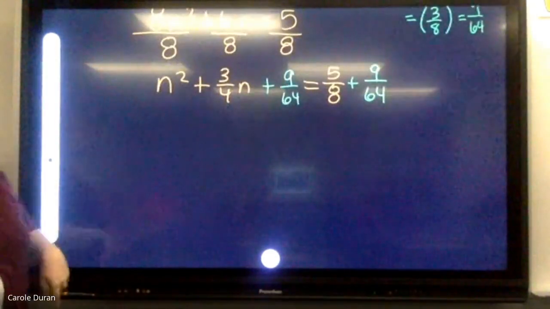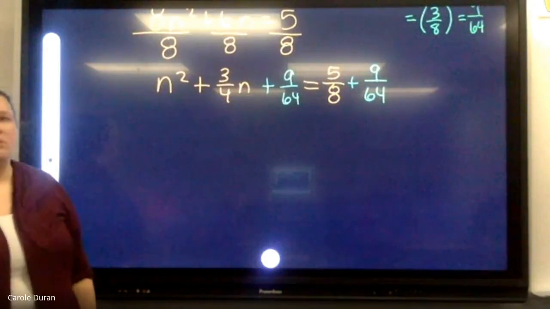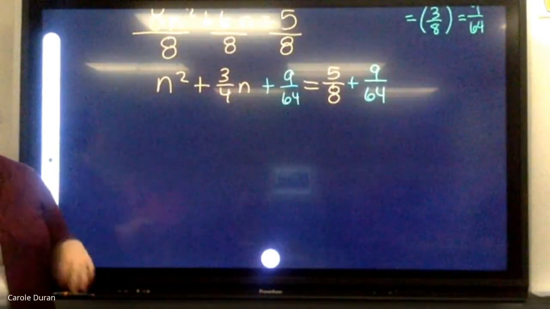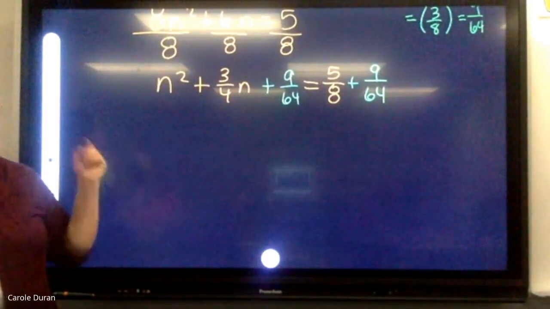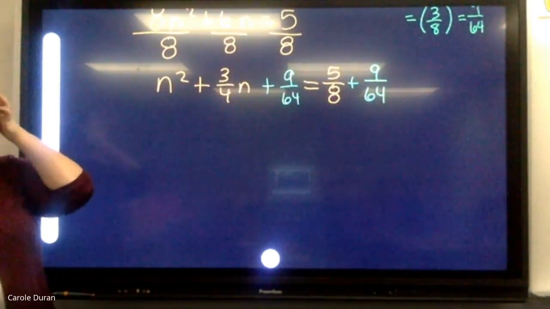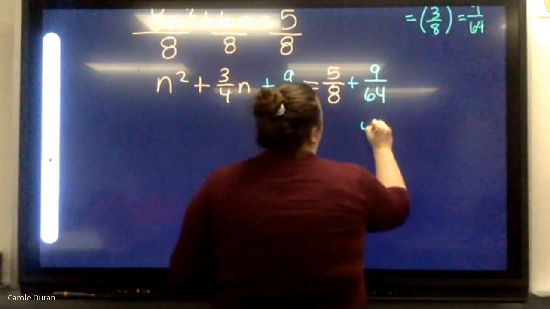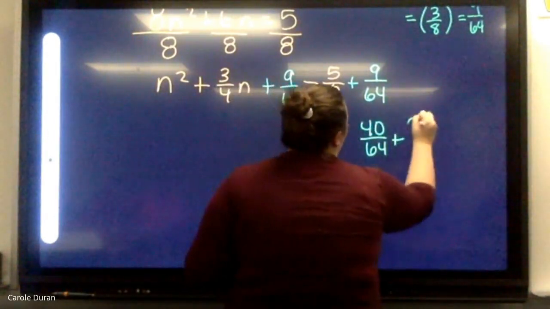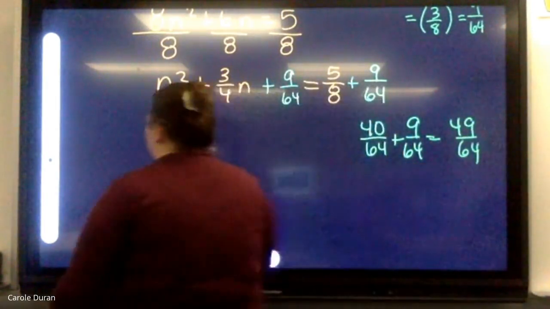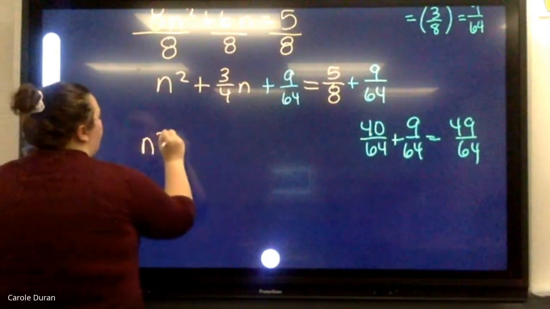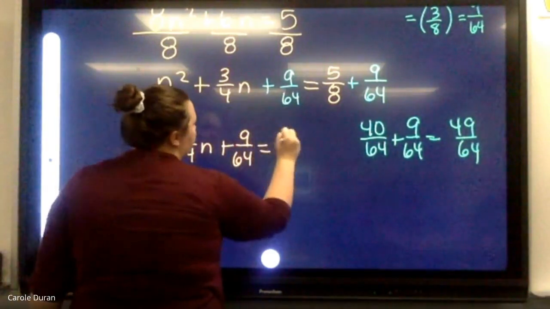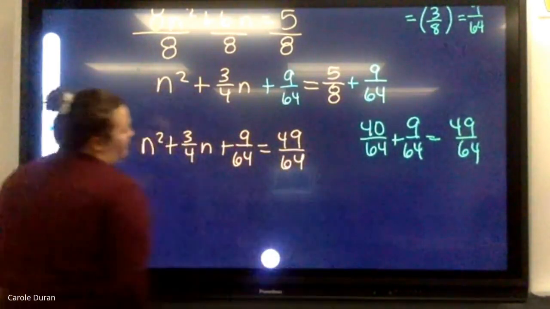Can I put that right-hand side together the way it is right now? No. I need to have a common denominator of 64. The 9 over 64 will not reduce, which means I need to bring the 5/8 to a 64. What do I need to multiply by? 8 on the top and the bottom. When I do that, I get 40 over 64 plus 9 over 64 equals 49 over 64. I go ahead and rewrite what I have: n squared plus 3/4 n plus 9 over 64 equals 49 over 64.